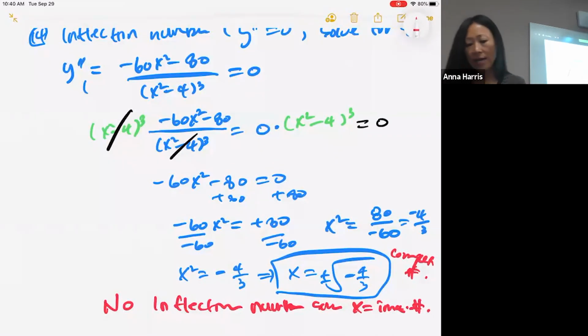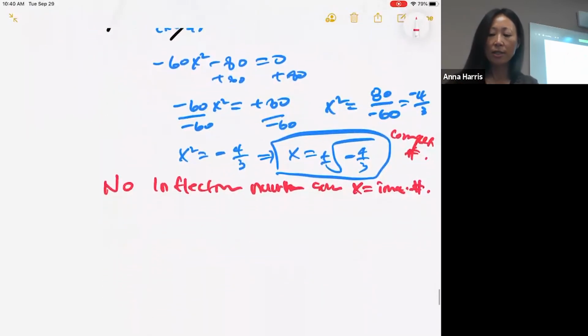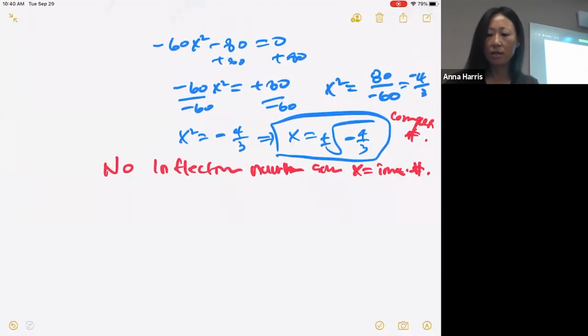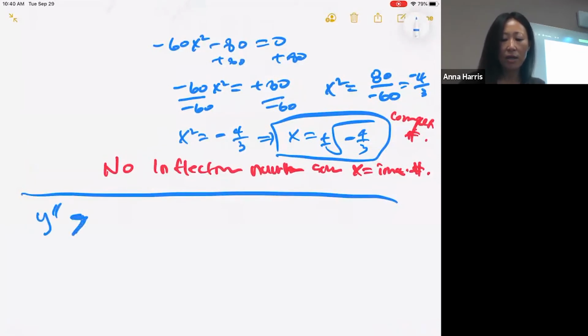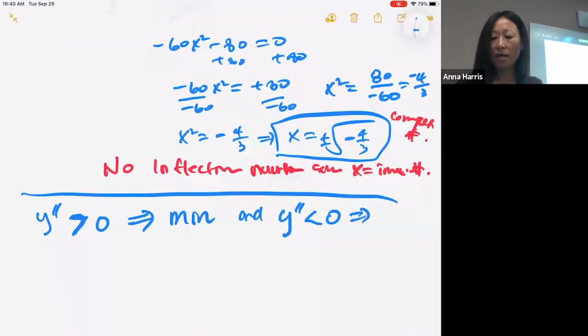Okay, so now, how do you find your max or min? Let's review that again. Remember, what have we learned last week? We said if f double prime is greater than 0, what do you have? We have a minimum. And if y double prime is less than 0, we have a what? Max.